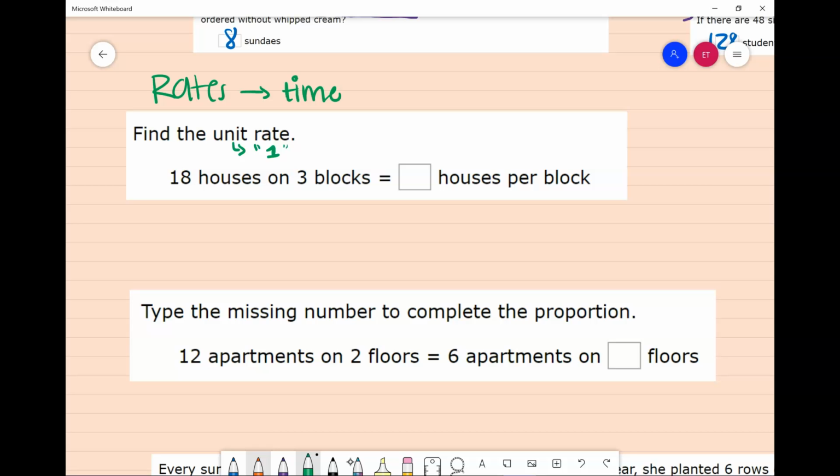So we're going to look at this first example together. Find the unit rate. 18 houses on 3 blocks. We want to figure out how many houses are on 1 block. When it says per block, block is singular. It's not plural, so it just means 1. So what I'm going to do is similar to what I was doing with my ratios. I'm going to set up fractions. I have 18 houses on 3 blocks, set equal to I don't know how many houses over 1 block.